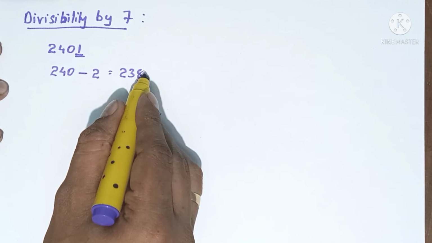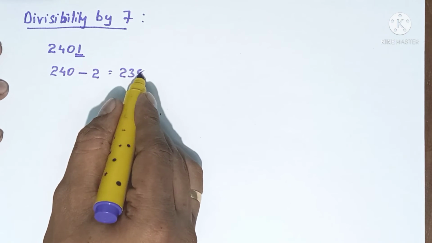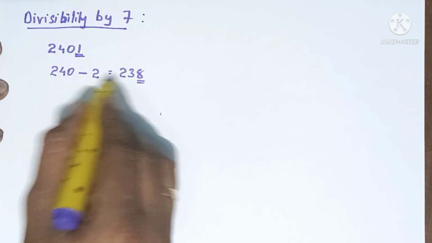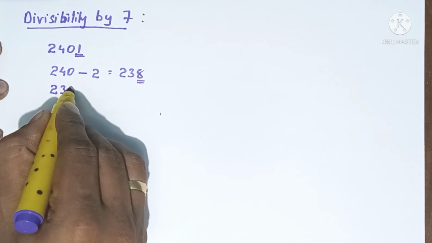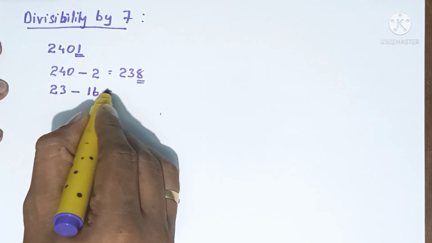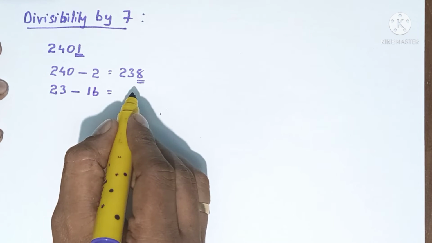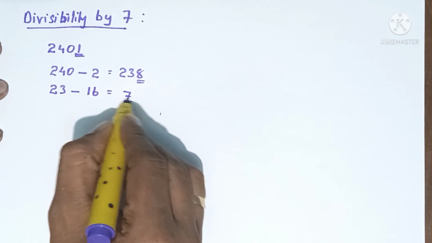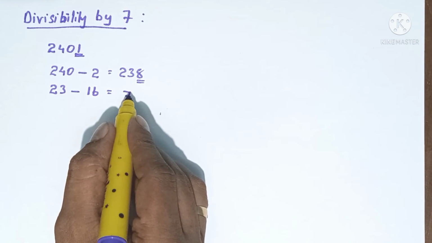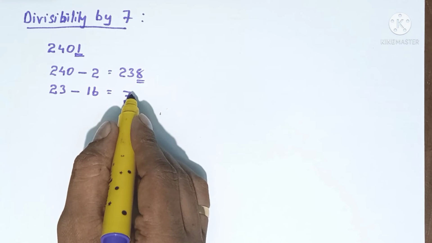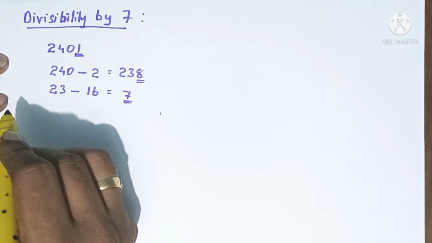Again we have to do the same. Multiply the last digit with 2 and subtract it from the remaining number. So it will be 23 minus 16. What is 23 minus 16? That is 7. 7 is divisible by 7. So this number is divisible by 7.